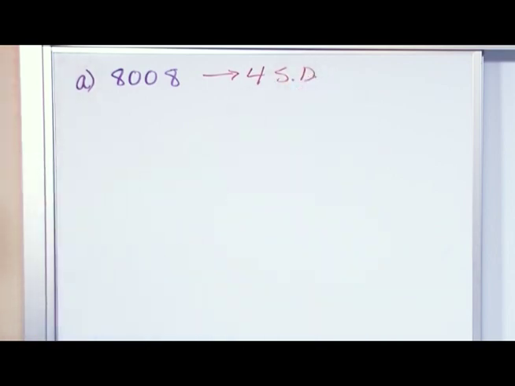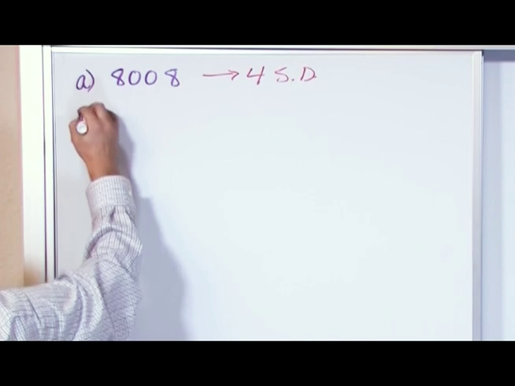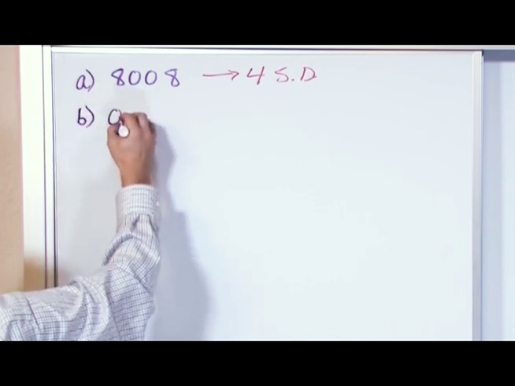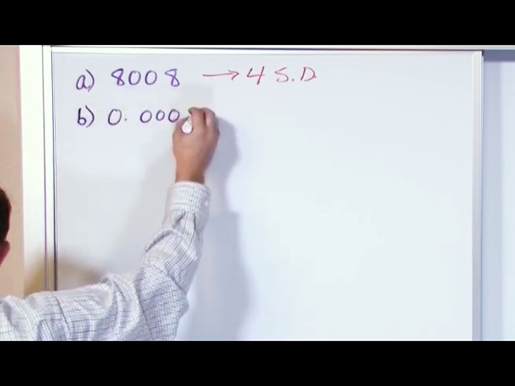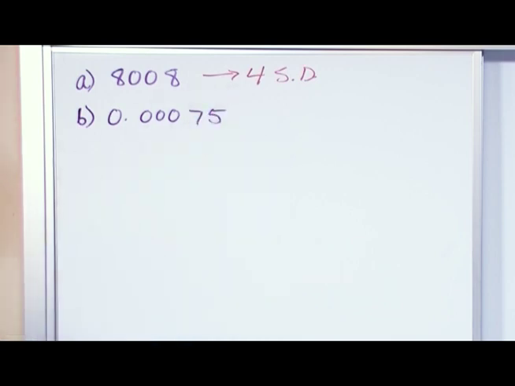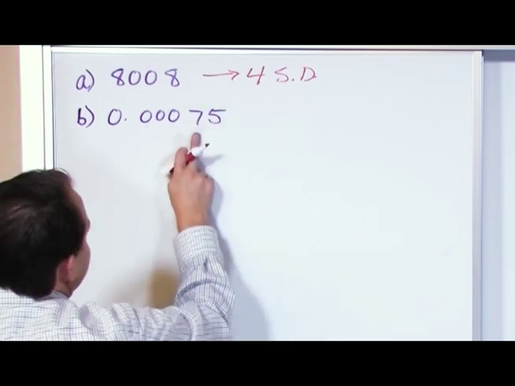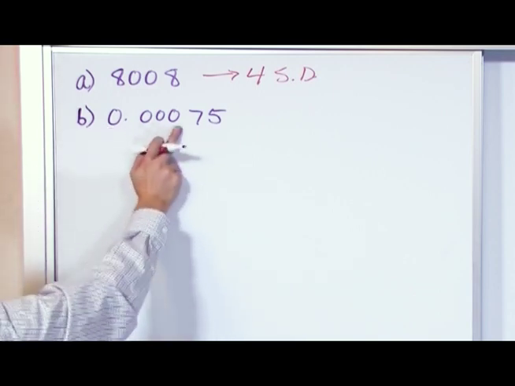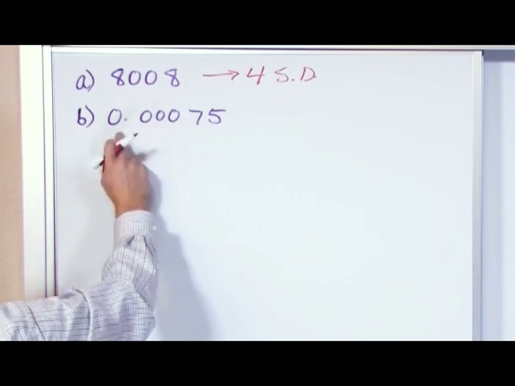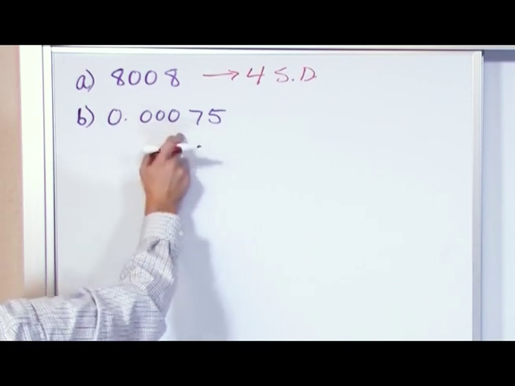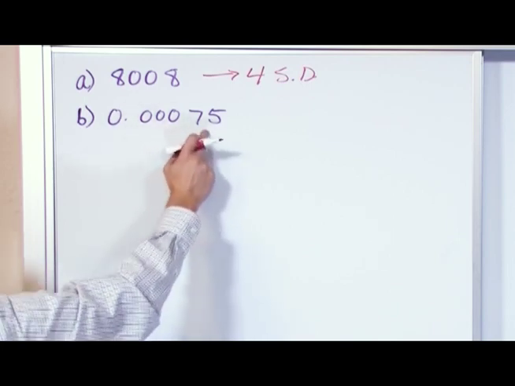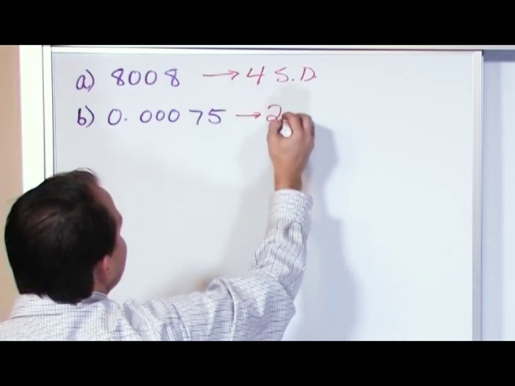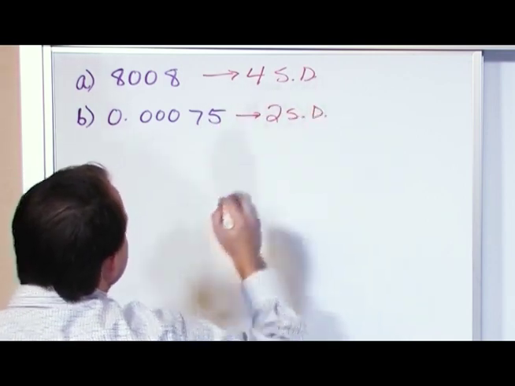Okay? What about 0.00075? How many significant figures do we have here? Well, obviously these count, so there's 2. Leading zeros before a decimal do not count. Leading zeros that come after a decimal but before my other digits don't count either. So this is all that counts. It only has 2 significant digits in this number.